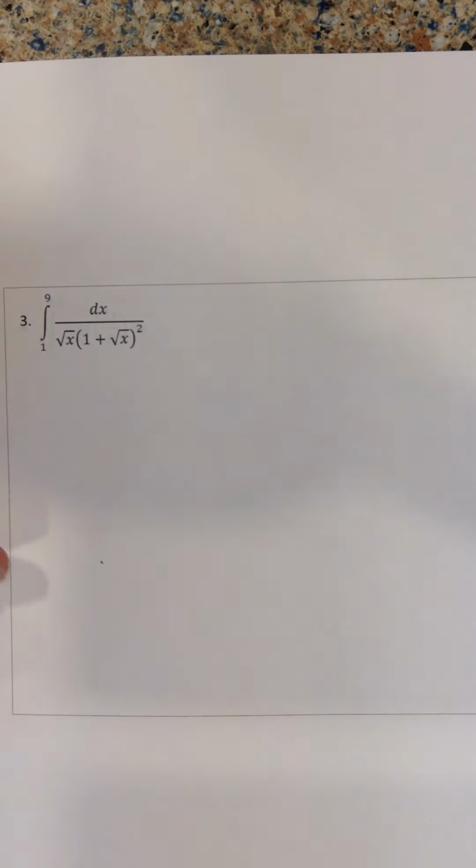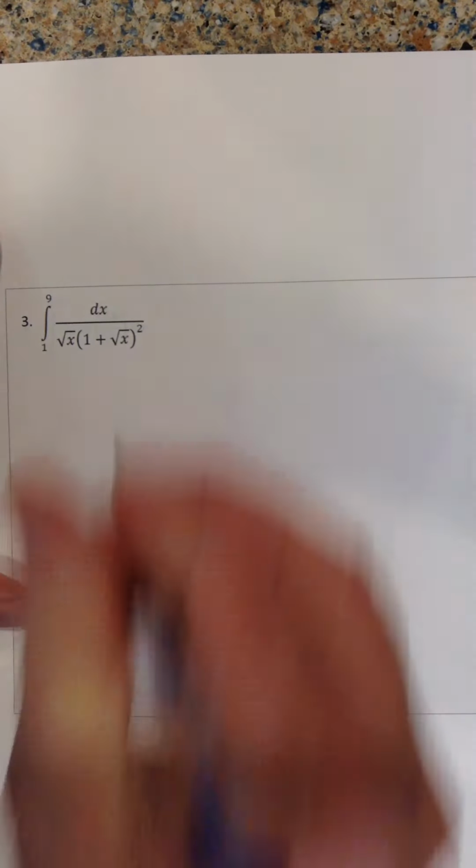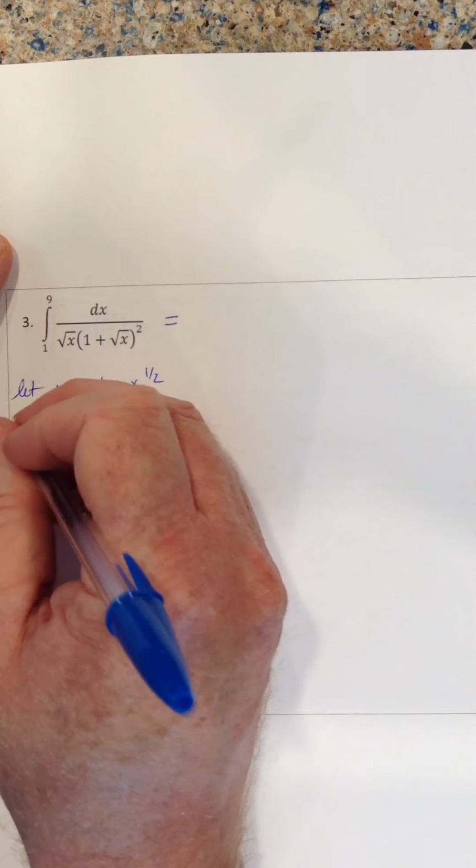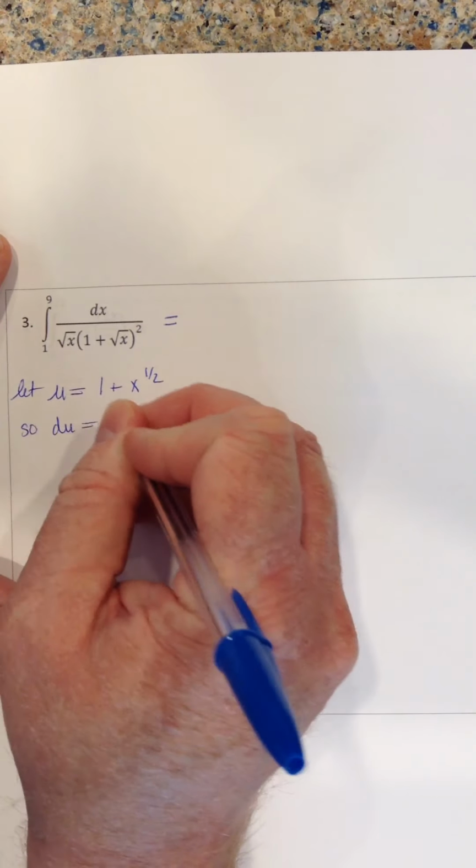Let's try another. All right, so I'm going to let u equal 1 plus x to the 1/2. So du is 1/2 x to the minus 1/2 dx, or 1 over 2 square root of x dx. Well, I almost have that. So if I put a 2 down here, which is really a 1/2, I need a 2 on the outside. So I get 2 integral. Again, this here is my du, and this inside here is my u. So I get 1 over u squared du.